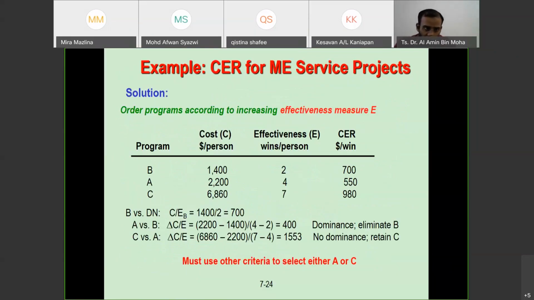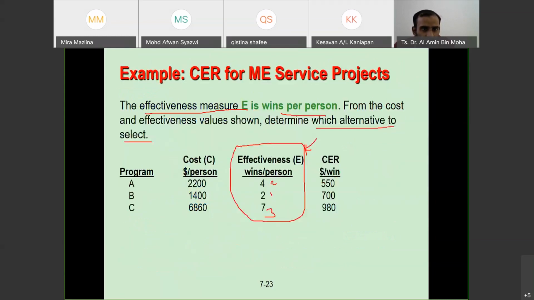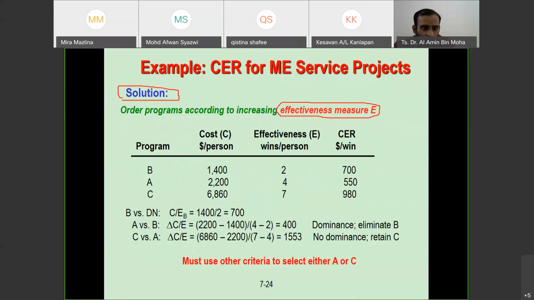So this is the solution. We order programs according to increasing effectiveness measure: B, A, C. I will go quickly, but we need to always refer to the steps, the procedure here. So B first, because this is the first one based on our ranking.